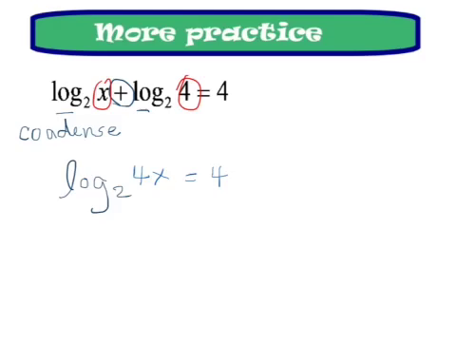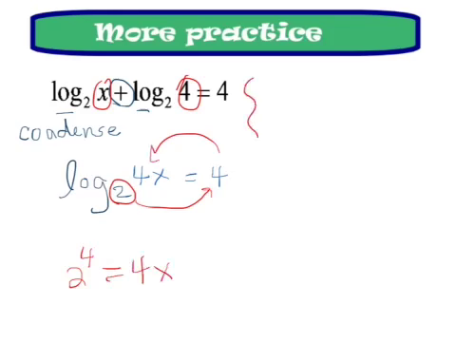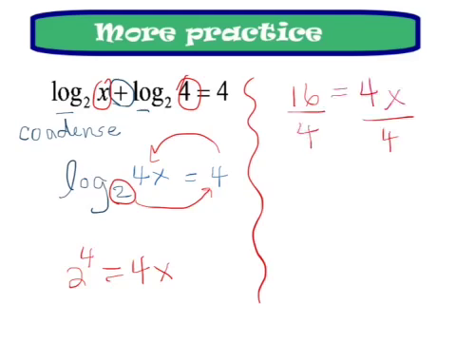And then from here, I can take this logarithm and turn it into an exponential equation. So we'll start with the base 2 to the 4th power equals 4x. And then I can evaluate that because 2 to the 4th power is 16. And then I have a nice easy equation to solve, and I'll find that x equals 4.